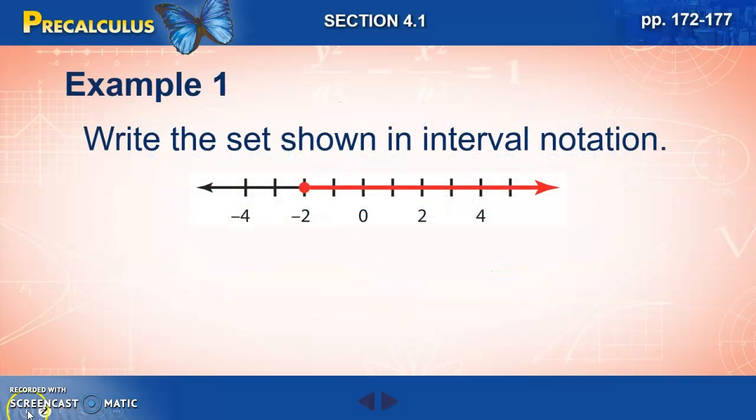Take a look at this example and see if you can write this set in interval notation. The first thing you should notice is that there's a closed circle here. So that's going to tell us to use a bracket. And our arrow keeps going forever and ever. So we know our upper bound is going to be infinity. All we have to do is identify this lower bound, and we see it's -2. So in interval notation, this is square bracket -2, infinity, parentheses.